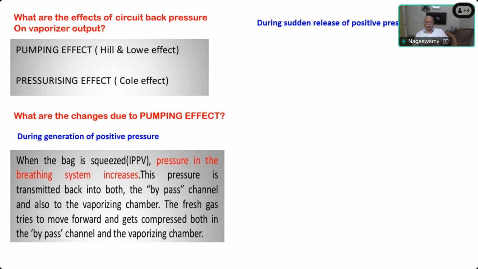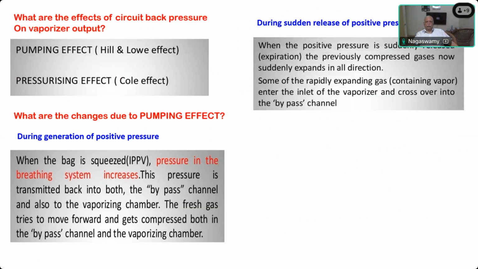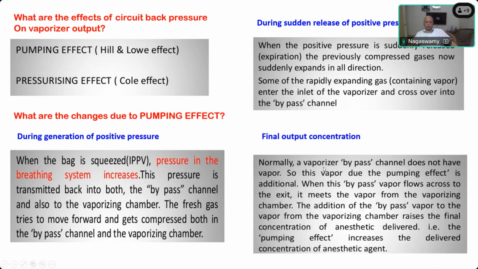ventilator does, then during exhalation, the bag is released. So during that release time, when the positive pressure is taken, the previously compressed gases now suddenly expand in all directions, and some of the rapidly expanding gases containing vapor enter the inlet of the vaporizer and cross over to the bypass channel. Normally a vaporizer bypass channel does not have any vapor because it just transmits the fresh gas through that. So this vapor due to pumping effect is additional.